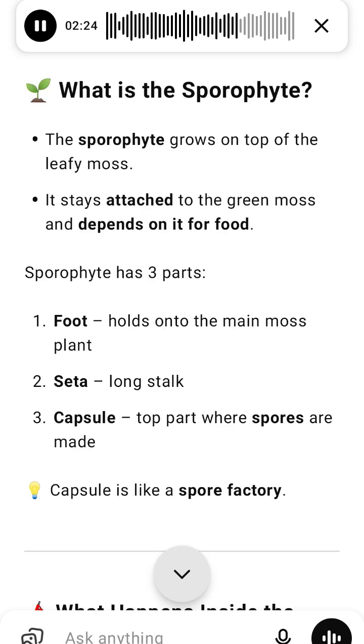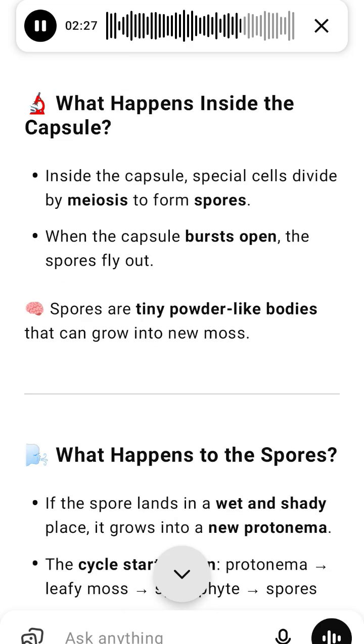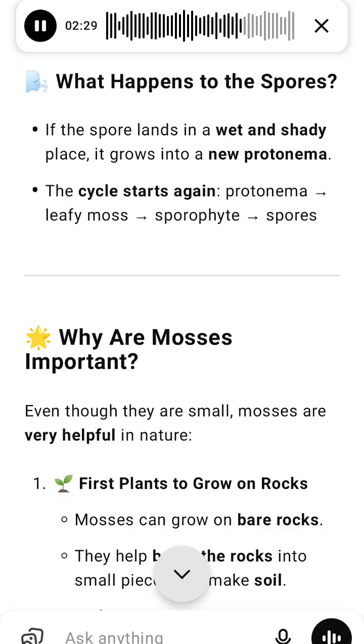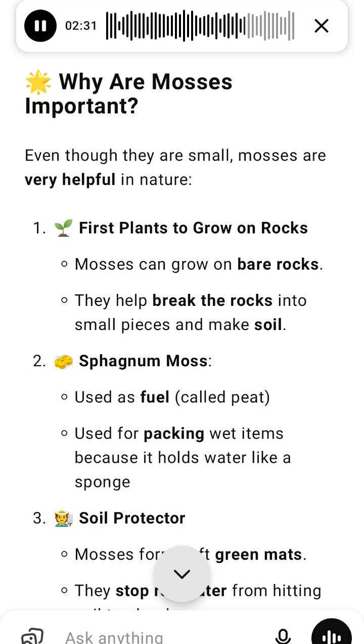What happens after fertilization? The zygote doesn't grow into a moss directly. It becomes a sporophyte, a different structure that makes spores. The sporophyte has 3 parts. 1. Foot, attaches to the moss. 2. Seta, stalk or stem. 3. Capsule, the top part that makes spores.